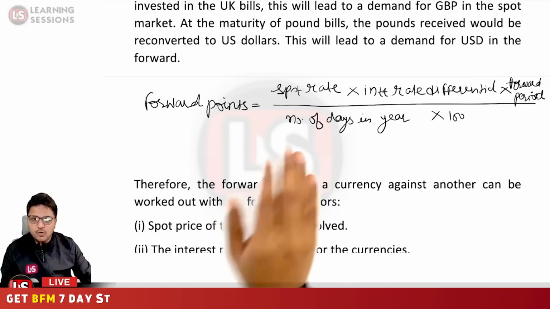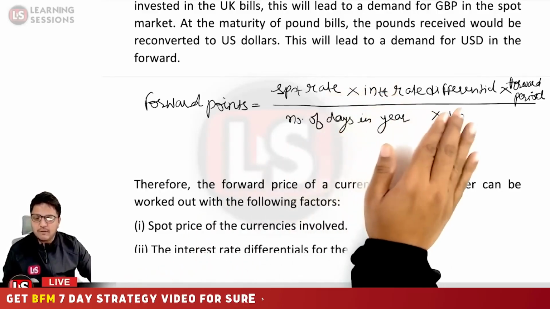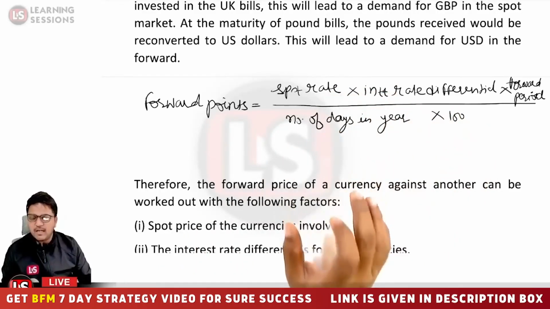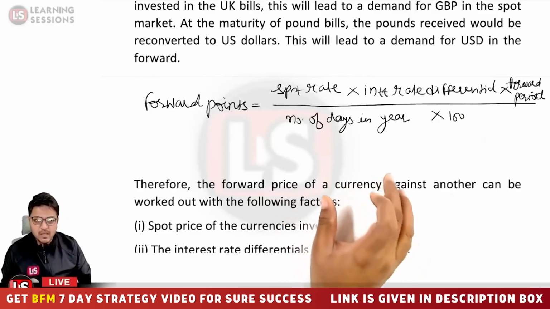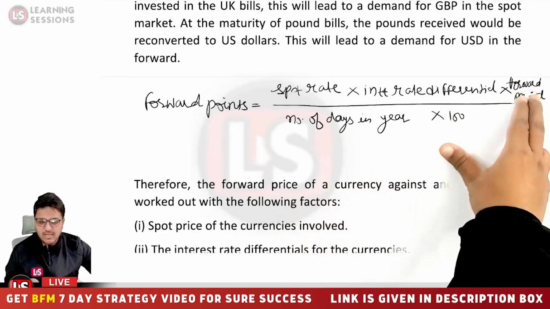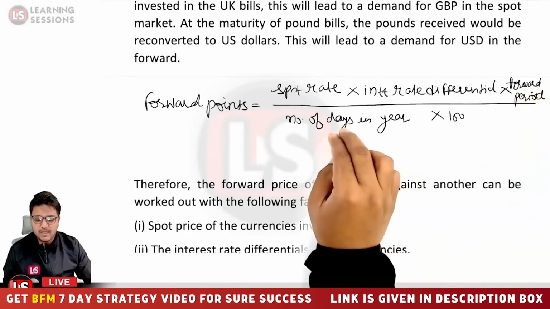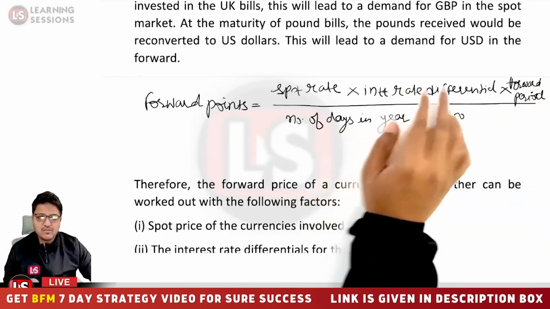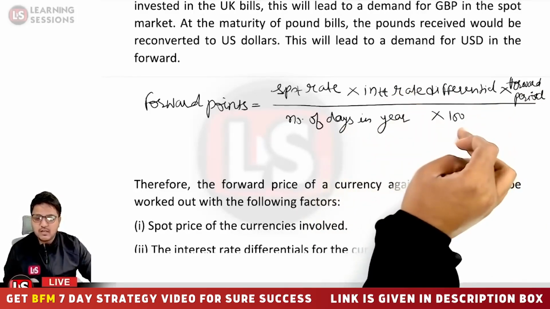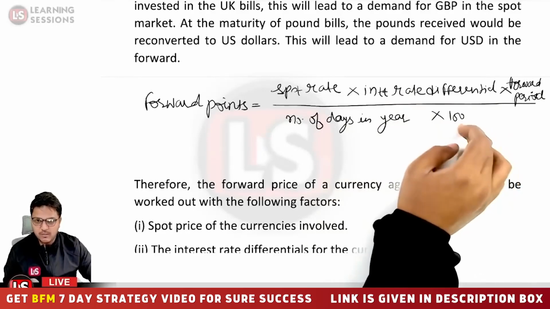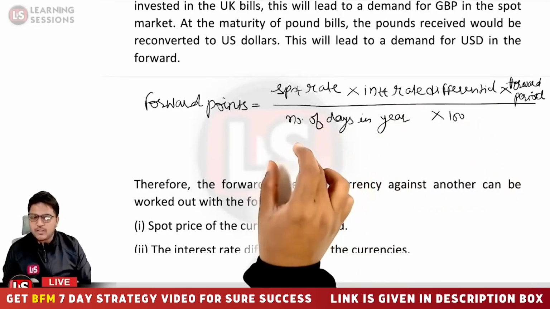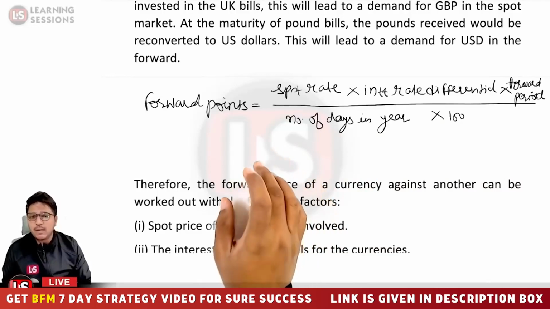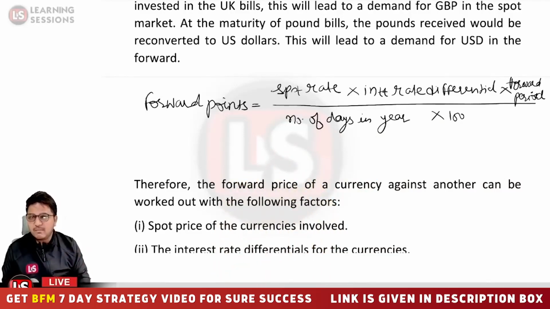So it is the spot rate multiplied by the interest rate differential multiplied by the forward period, divided by the number of days in a year, because the forward period we must have mentioned in days. That is why we divided it by the number of days in a year, and the interest rate differential was in percentage, so we divided it by 100 to convert it into decimal. So that is the formula for the forward points. You need not cram, you just need to remember that the forward points are based upon the forward period, the interest rate differential, and the spot rate. That is how you can calculate the forward points.